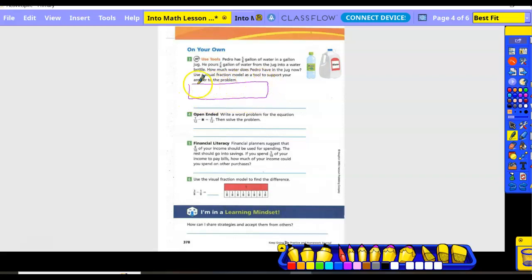Okay. And then break it in half. And of course, the top one is one whole. How much am I breaking the other sections into? So I have 5/8, 2/8. Okay, and he pours. So does that mean he's getting rid of it? Yep. And then how much water does Pedro have in the jug now? Grace, how many sections am I breaking that bottom part into? 8.